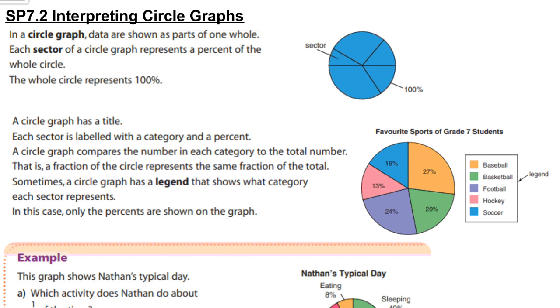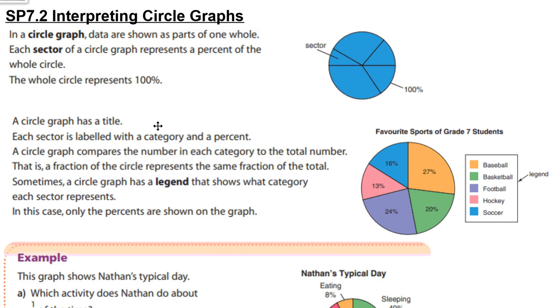In this lesson, we will be talking about interpreting circle graphs. In a circle graph, data are shown as parts of a whole. So the entire circle represents a whole, and each sector or piece of the circle graph represents a percent of the whole. So the whole circle represents 100%, and then we break each of the pieces into a percentage of the whole. A circle graph has a title.